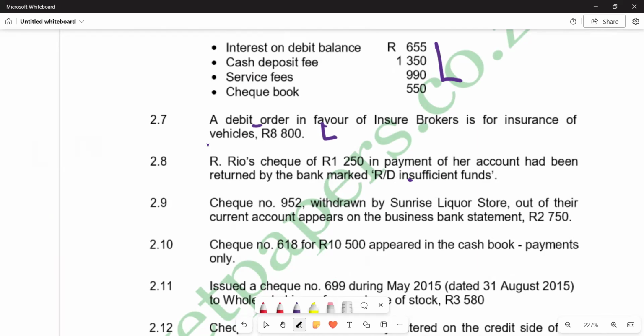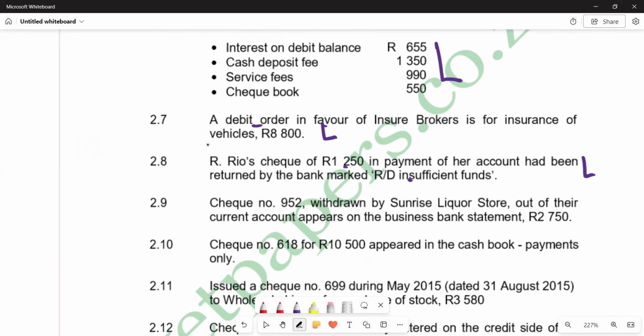Remember, when we issued it, we recorded it in the bank account as we were making a payment. This one is a rejected check of 1,250 in payment of the account. It means we were supposed to receive this 1,250, but it was rejected. So it's something that has to be corrected in the books. The bank statement is not being affected there. So our ledger is the one that needs to be corrected.